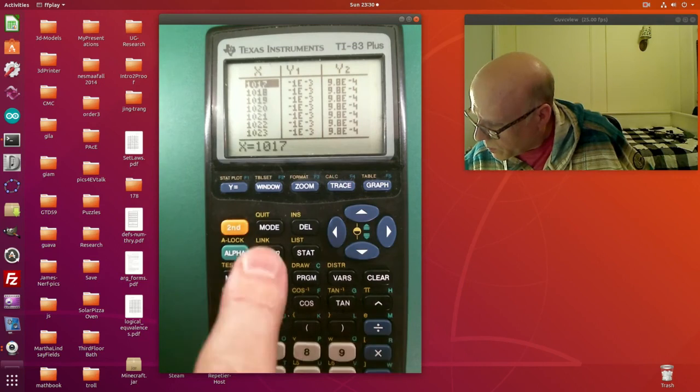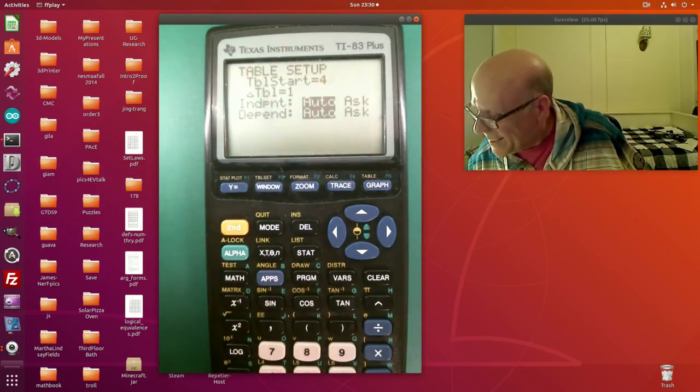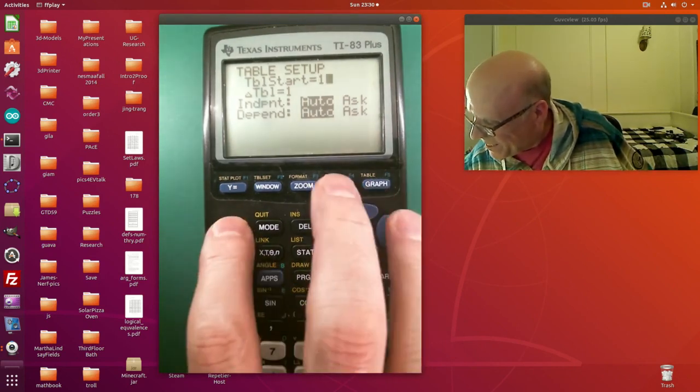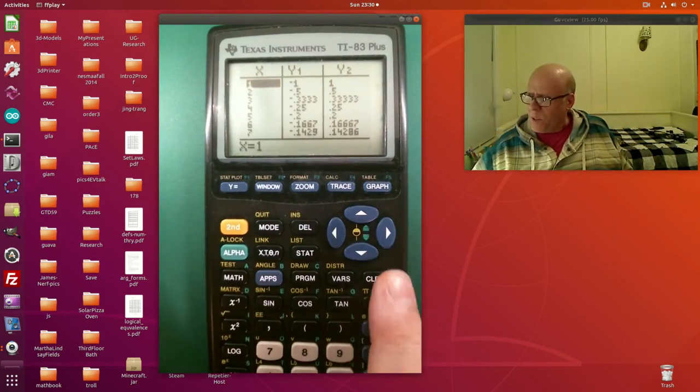We don't want to look at it at that. Let me change the table setup so that it starts at 1, not 4. Why did I type 4? 1. And then we'll look at the table. Okay. So, we can't see all three of them at once? That's bad.